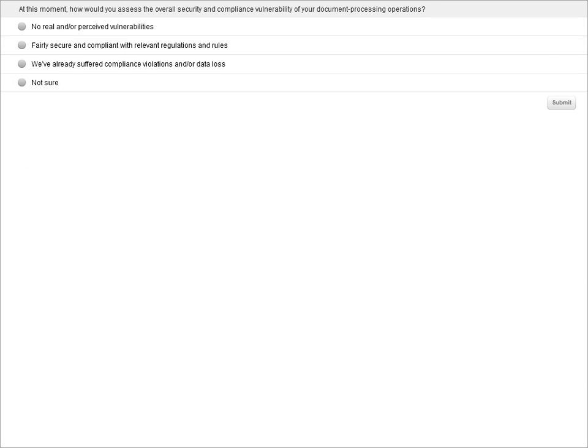At this moment, how would you assess the overall security and compliance vulnerability of your document processing operations? Think about your document processing operations right now. Do you have a gut feeling? Do you have no real or perceived vulnerabilities? Do you think it's fairly secure and compliant with relevant regulations and rules? Have you already suffered compliance violations and or data loss? Or are you just not real sure? Take a moment to respond to that poll question. We're going to discuss the results in a second.